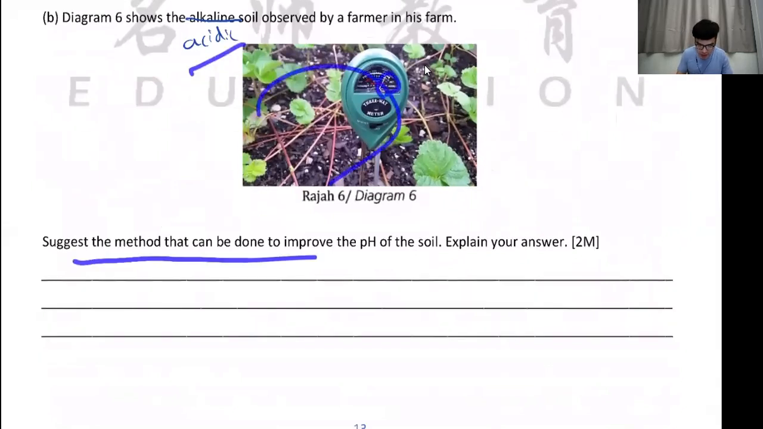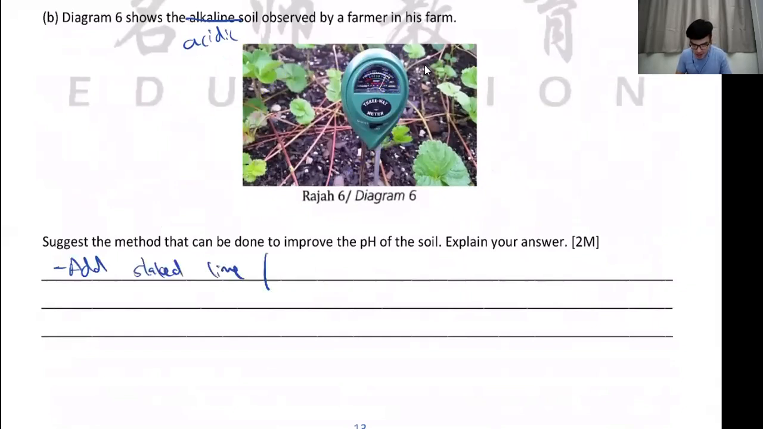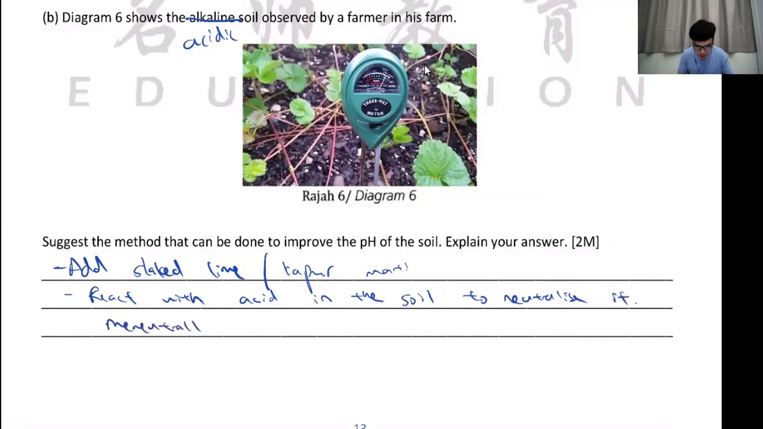So suggest the method that can be done. Add slaked lime. This thing will appear a lot later. Menambahkan kapur mati. Okay, explain your answer. Again lah, it will react with acid in the soil to neutralize it. Or you can say neutralize acid in the soil. Meneutralkan asid di dalam tanah. Okay, I'm just going to keep the answer short lah. There's 2 marks only. I'm not going to go crazy.